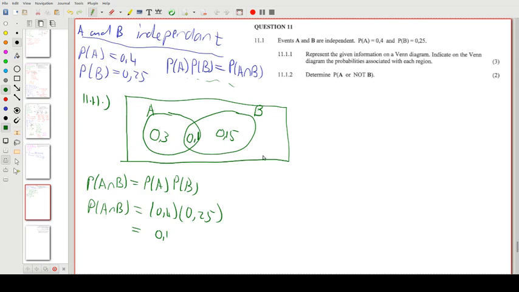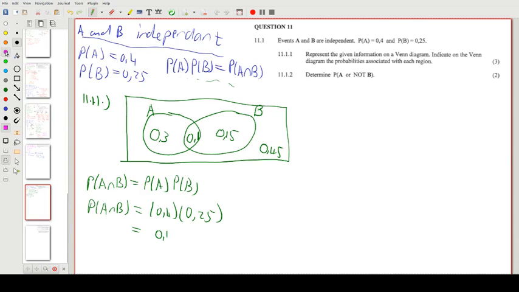And we must not forget what is outside. All of this together must add up to 1. So far we've got 0.3 plus 0.1 is 0.4, plus 0.15 is 0.55. So 1 minus 0.55 gives us 0.45. So that is outside. All right, that was question 11.1.1.